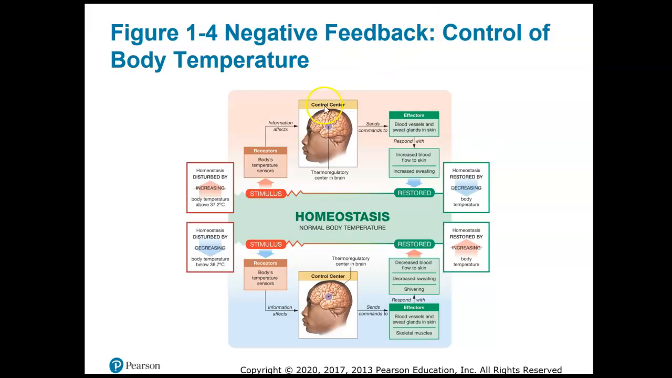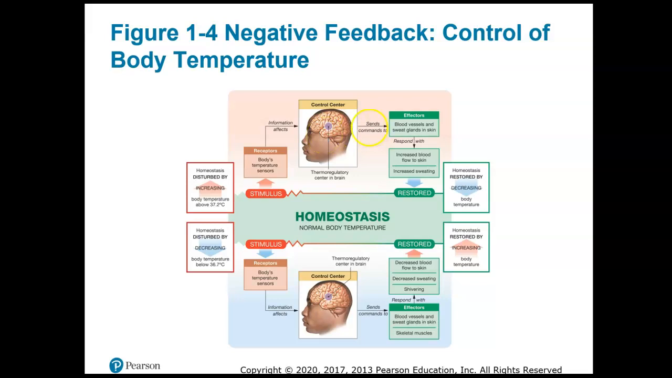And I just wanted to point out that the receptors would be the body's temperature sensors. Some of those are in the skin and some of those are in other areas, but they detect, for example, the temperature rising or the temperature lowering. That's the stimulus. And then the receptors send that information to the control center, which is actually in the brain, and it's a structure called the hypothalamus.